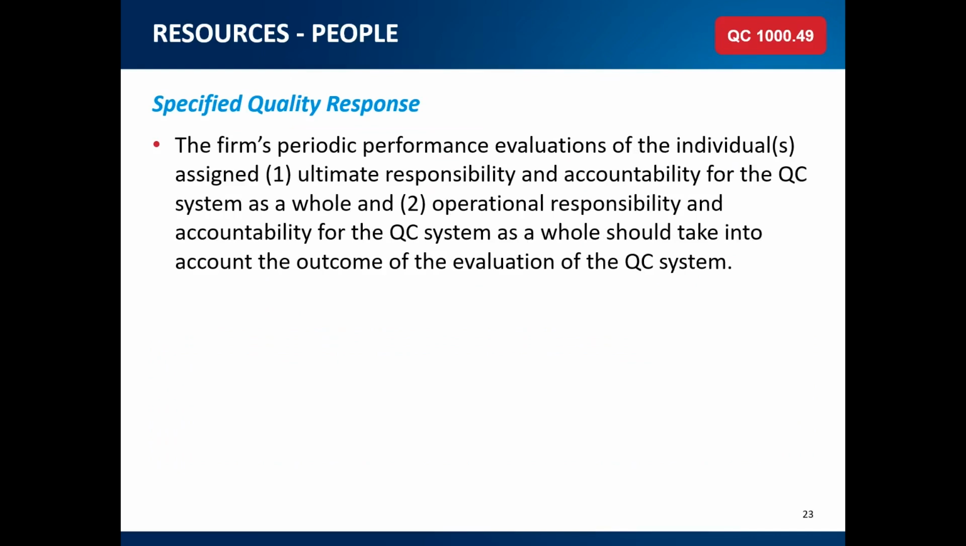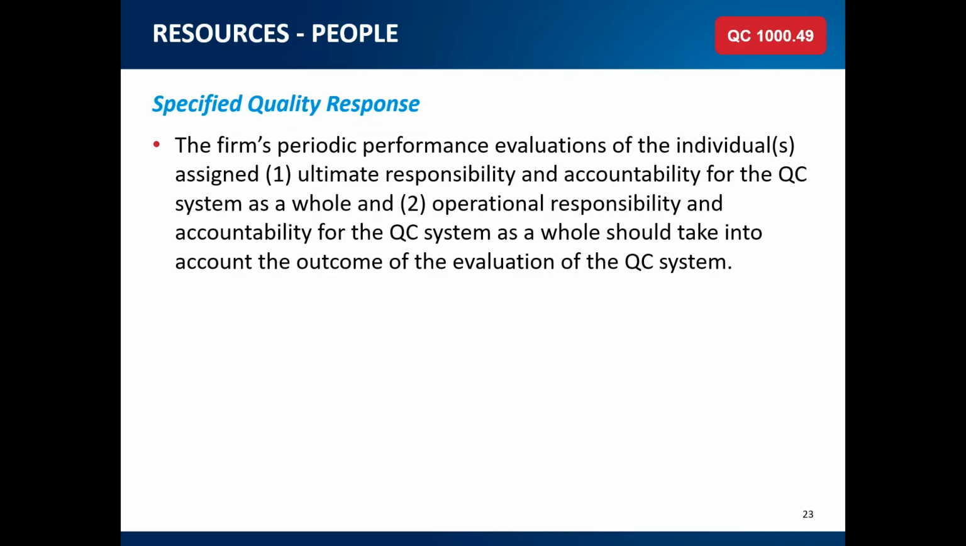The specified quality response in paragraph 49 relates to the quality objective in paragraph 44G. As a reminder, paragraph 44G provides that firm personnel are evaluated at least annually, incentivized to fulfill their assigned responsibilities, and adhere to appropriate standards of conduct through compensation plans and compensation decisions regarding performance that appropriately prioritize quality considerations, and held accountable for their actions and failures to act. Specific to the individual's assigned ultimate responsibility and accountability for the QC system as a whole, and operational responsibility and accountability for the QC system as a whole, the specified quality response in paragraph 49 requires the firm's periodic performance evaluations of these individuals to take into account the results of the firm's evaluation of its QC system.